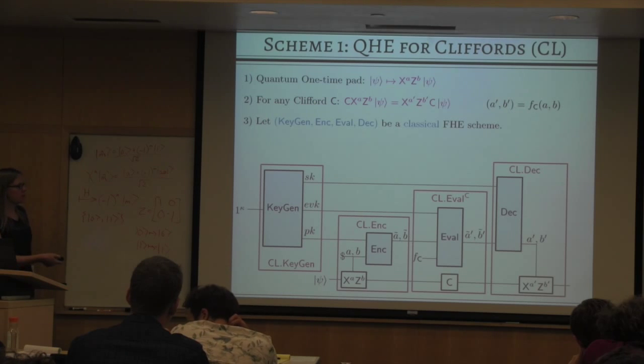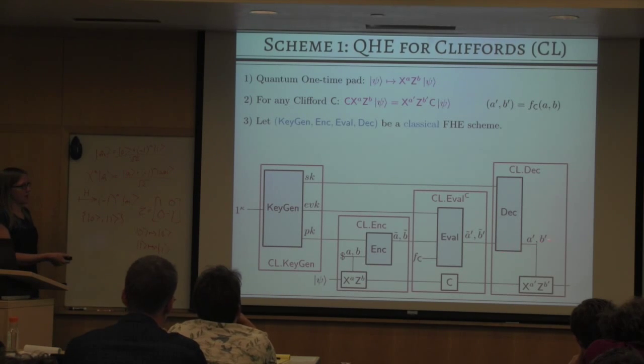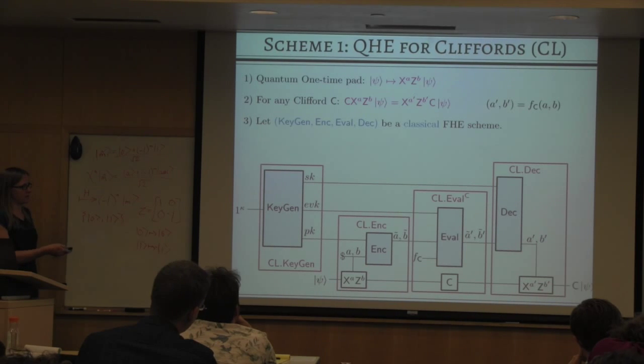And then to decrypt, we're just going to decrypt the classical ciphertext to get A prime and B prime and use those to undo the quantum one-time pad, and we get the Clifford C applied to the quantum state.